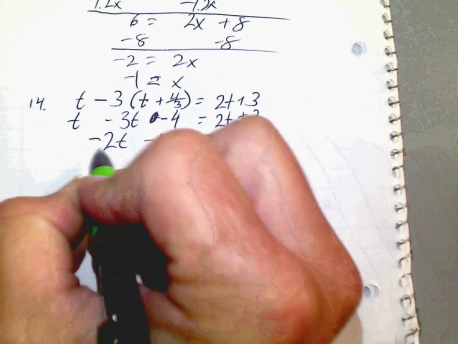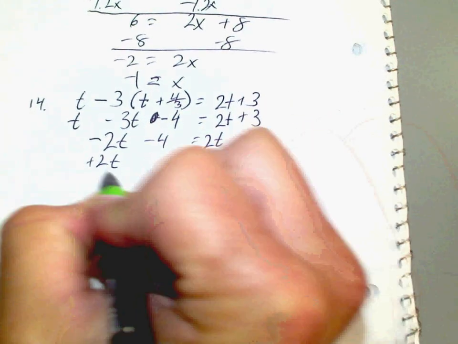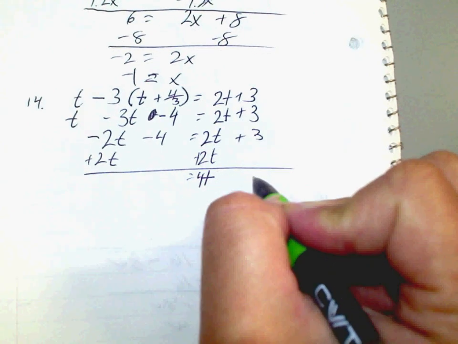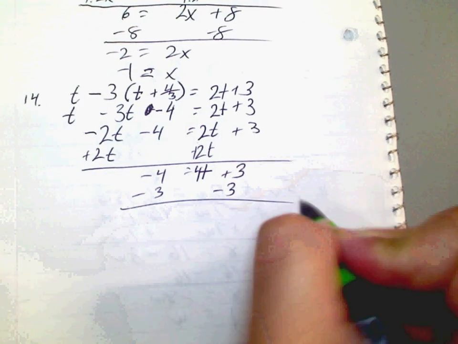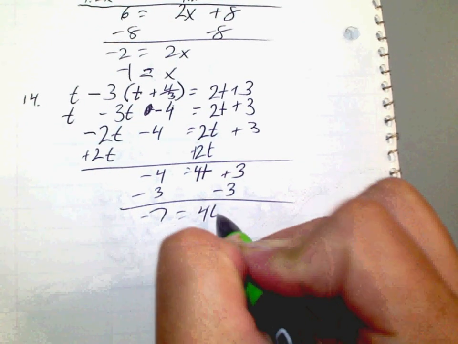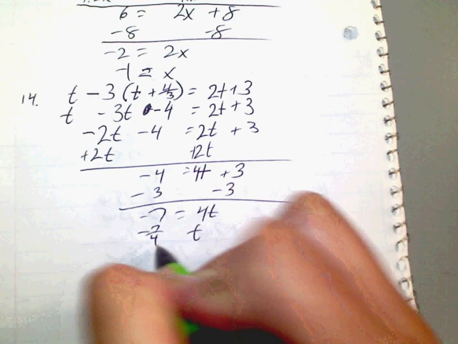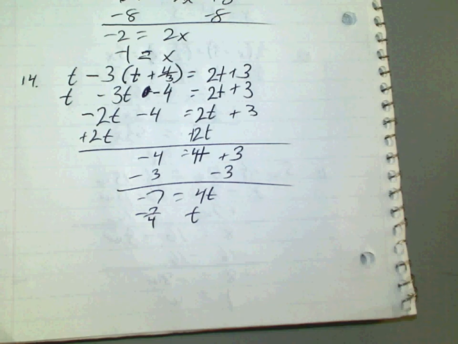Let's add this 2t, right, Jack? That's what you probably did. So 4t, subtract the 3, and negative 7 equals 4t. So t would be a negative 7/4. How many people got negative 1.75 with your calculator, maybe, or something like that? That'd be the same thing, wouldn't it? 14. That's the same thing.